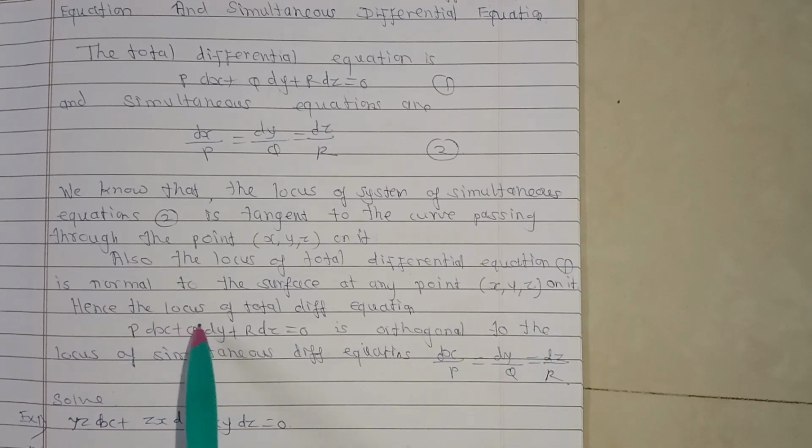Hence, the locus of the total differential equation p dx plus q dy plus r dz equal to 0 is orthogonal to the locus of simultaneous differential equations dx upon p equal to dy upon q equal to dz upon r. For objective questions, this can be asked as: the locus of total differential equations is dash dash to the locus of simultaneous differential equations. That is, they are orthogonal.